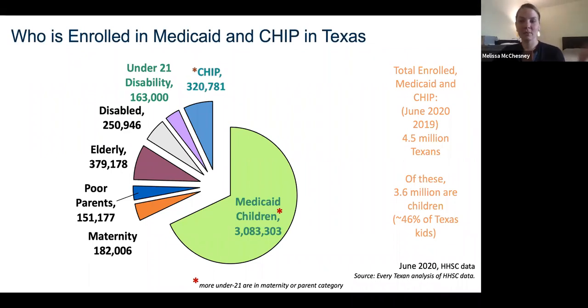So that's how it breaks down. Another important point, just to emphasize how important Medicaid is to Texas, is that about half of Texas kids, 46%, get either Medicaid or CHIP. That's an incredibly large number of kids. So you really can't ignore the importance of this program in Texas if you care about the health of kids in Texas.